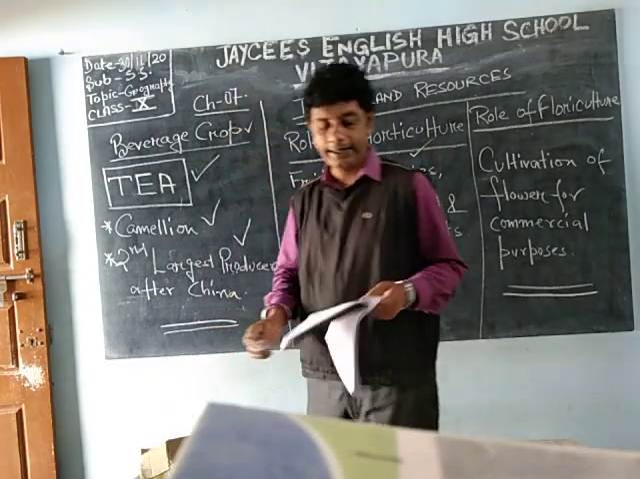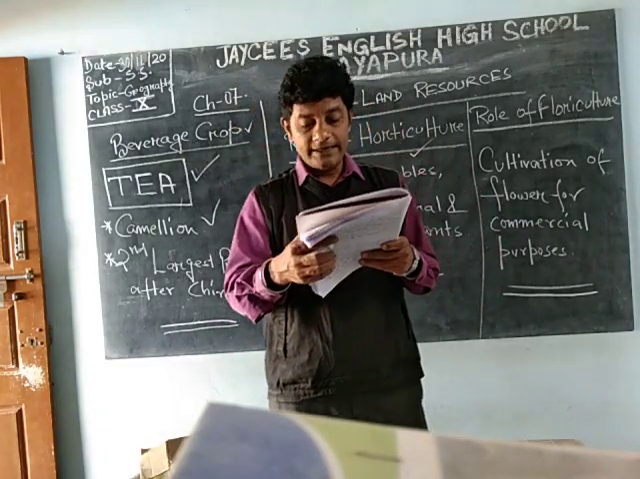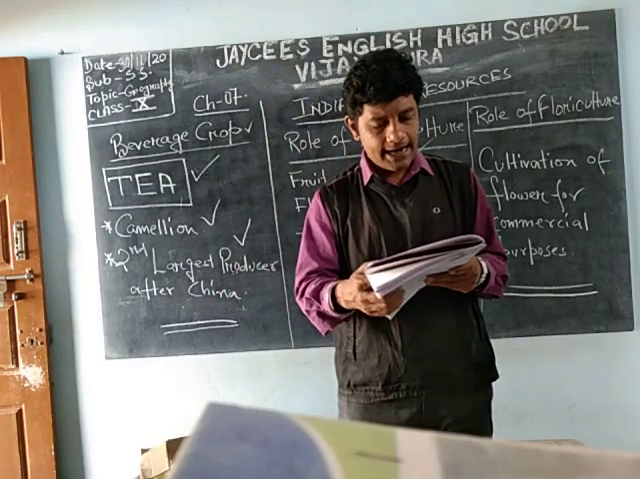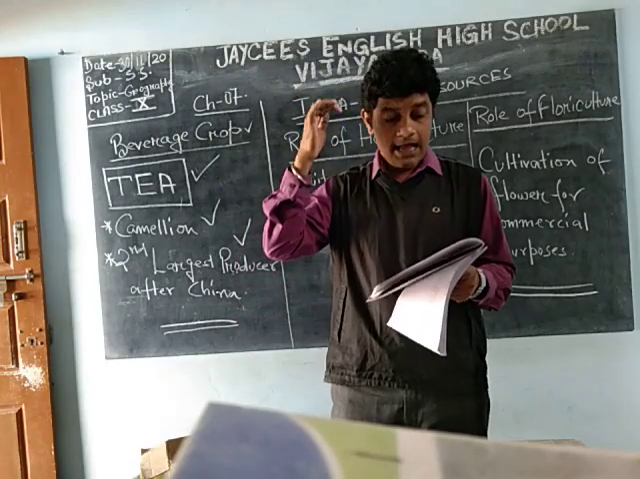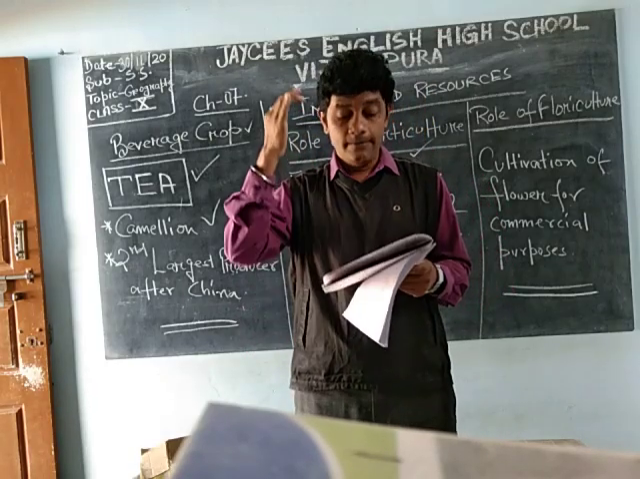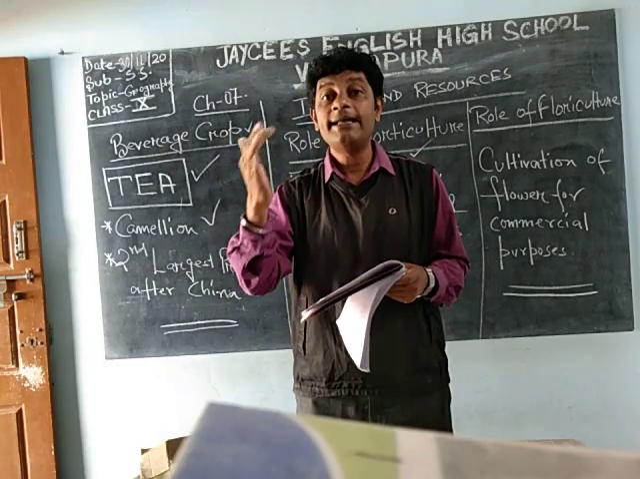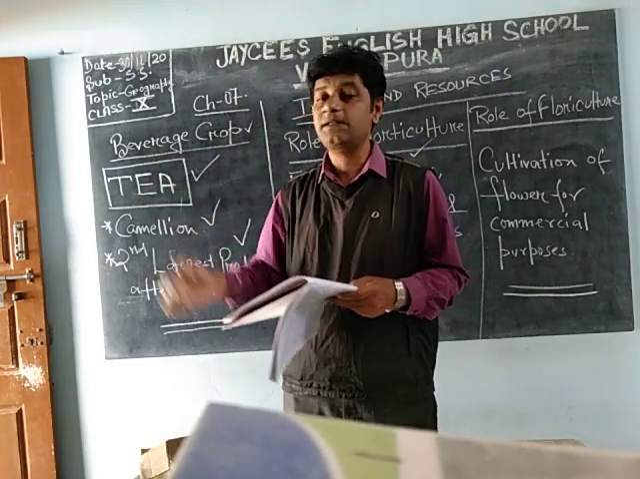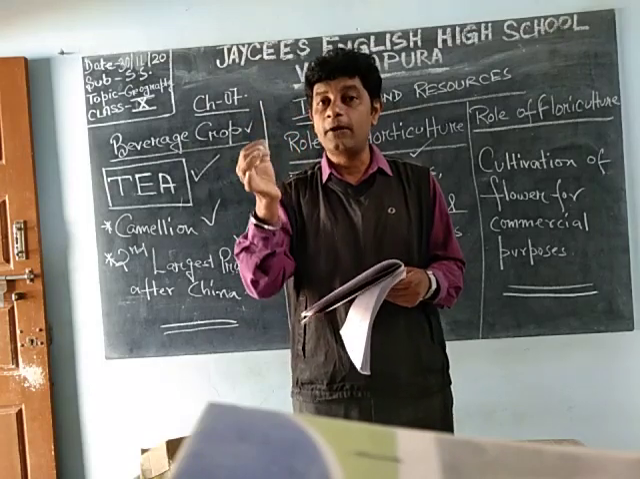Now we will go with some other concept, that is the role of horticulture. What is horticulture? The cultivation of fruits, vegetables, flowers, medicinal and aromatic plants is called horticulture. Medicinal means there are some plants whose leaves are used for medicine production.